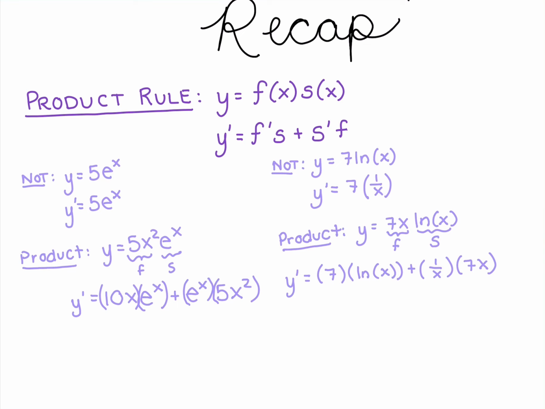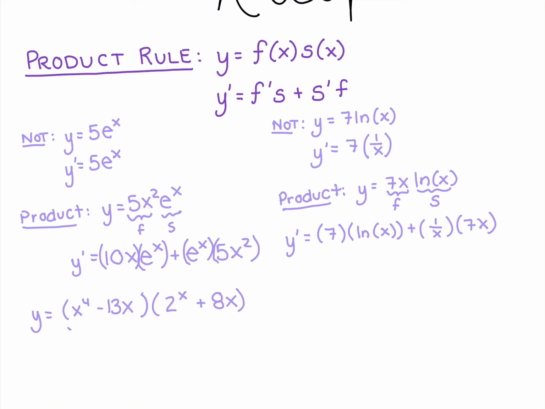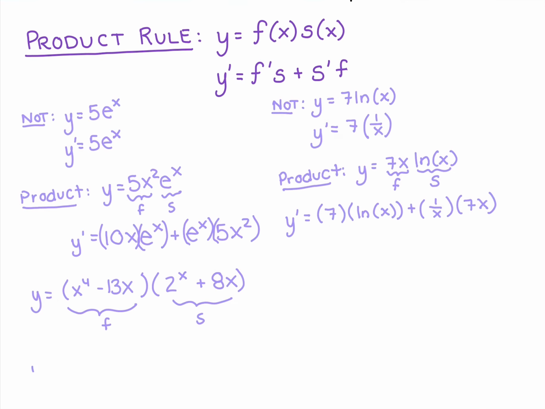So continuing with maybe one last product here, if we had x to the fourth minus 13x times 2 to the x plus 8x. So a bigger x times x piece here. I'm going to call this the first factor and this the second factor just based on where they are. I'm going to go ahead and take the derivative of it by following this product rule.